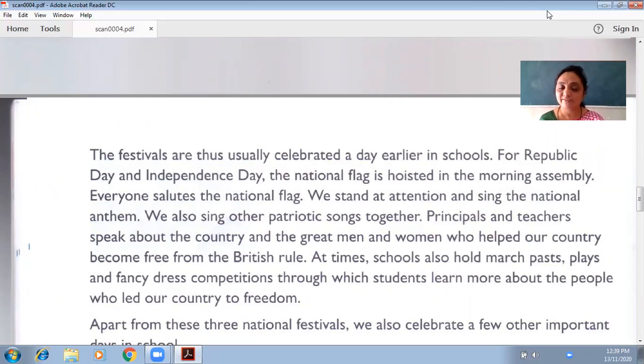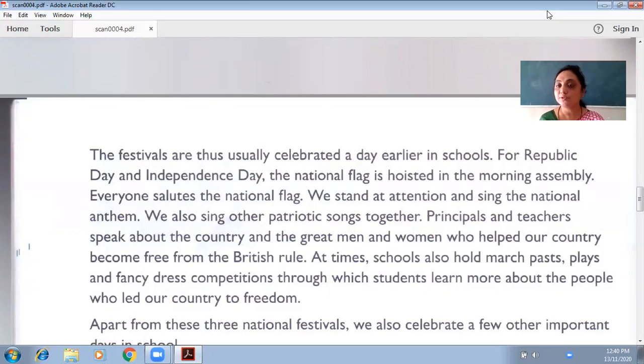Along with that, we sing Vande Mataram on Republic Day and Sare Jahan Se Accha on Independence Day. We sing many patriotic songs. Principals and teachers speak about the country and the great men and women who helped our country become free from British rule. So what do the teachers and the principal do?